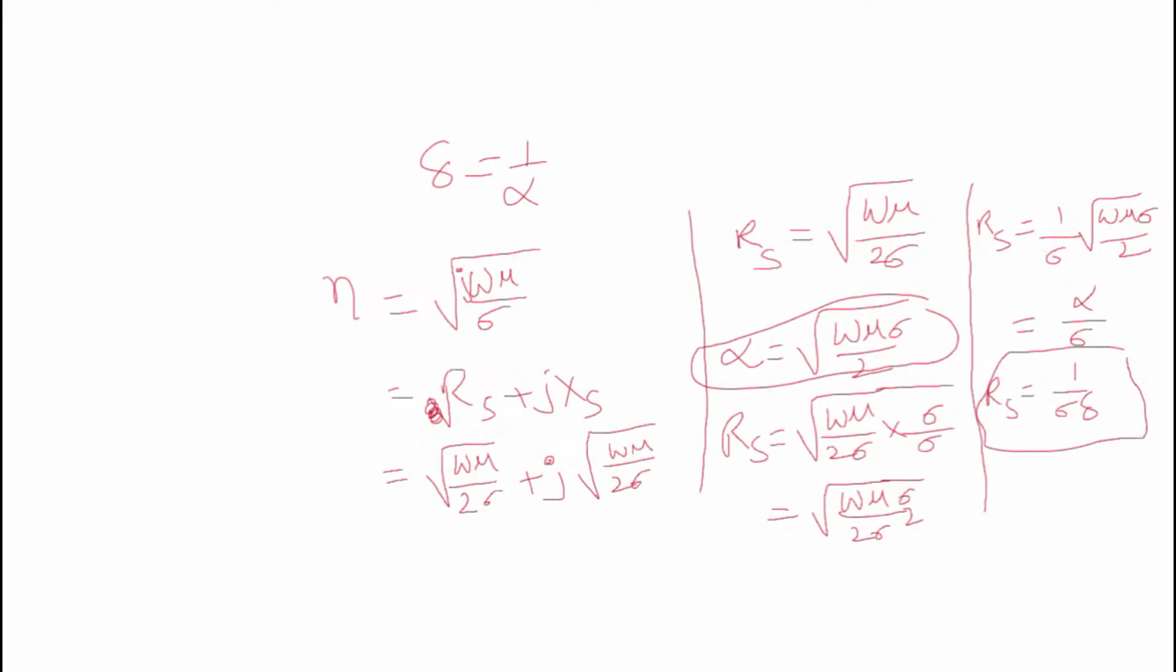Skin resistance is inversely proportional to the skin depth. Actually, resistance opposes the flow of current, and RS opposes the flow of current. So that's why delta can be treated as what? It indicates the strength. It is related to the strength.